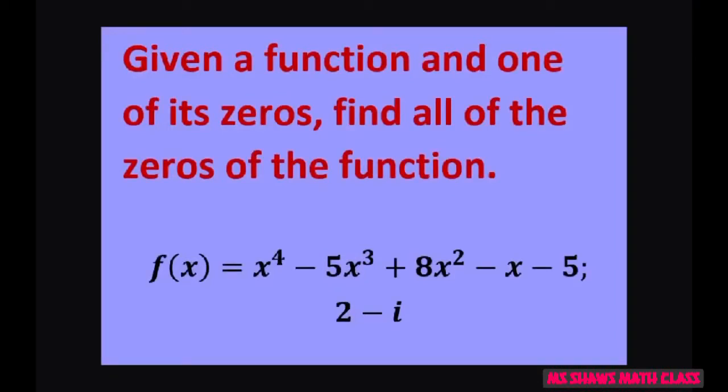Hi everyone. Given a function and one of its zeros, in our case 2 minus i, and this is our function, we're going to find all the zeros of the function. So before we start, if 2 minus i is a zero, then 2 plus i is also a zero, because that's the complex conjugate.